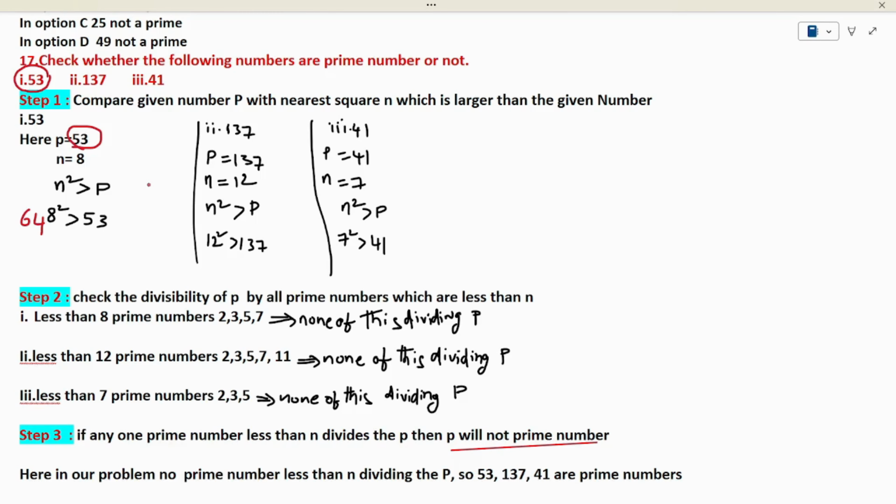Why am I taking only 8 square? Why can't it be 9 square? Why can't it be 10 square? The reason is we need to consider the square number nearest to the given number. So 64 is the square number very near to 53, so I am choosing 8 square. Step 1 is complete.